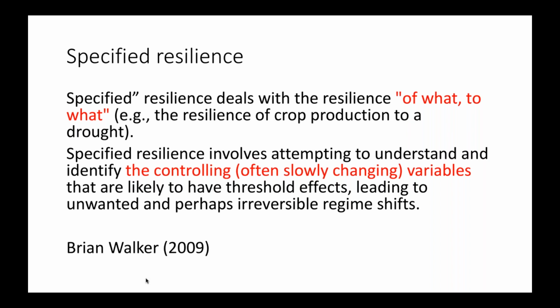Specified resilience deals with the resilience of what to what. It's very specific. You choose one component of the system and focus on that. For example, the resilience of crop production to drought. It's one component of the total resilience of the system. Specified resilience involves attempting to understand and identify the controlling, often slowly changing variables that are likely to have threshold effects leading to unwanted and perhaps irreversible regime shifts.